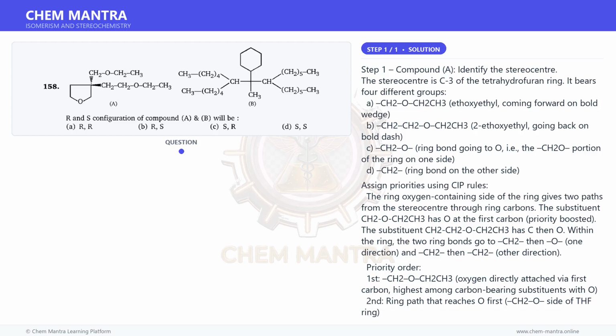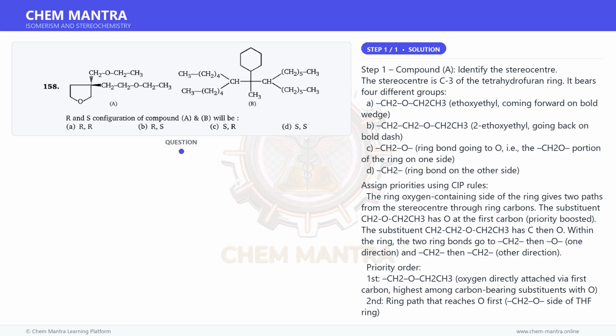Step 1. Compound A. Identify the stereocenter. The stereocenter is C3 of the tetrahydrofuran ring. It bears 4 different groups. A. CH2OCH2CH3, ethoxyethyl, coming forward on bold wedge. B. CH2CH2OCH2CH3, ethoxyethyl, going back on bold dash.